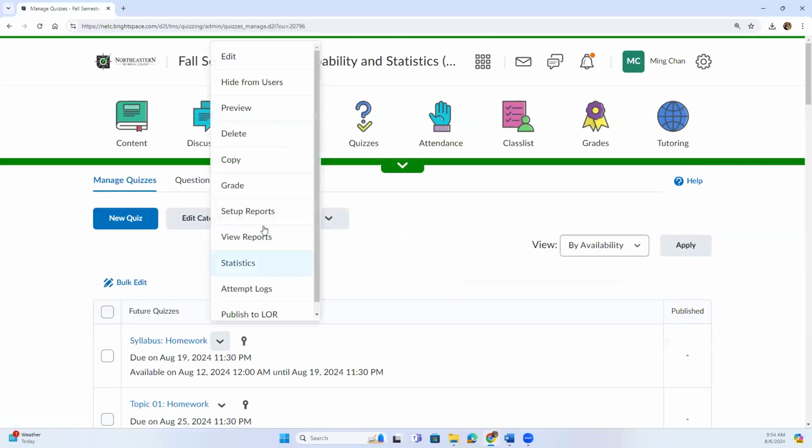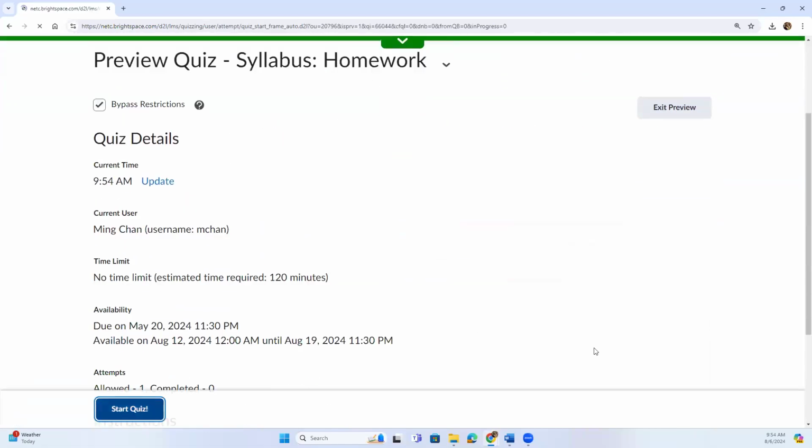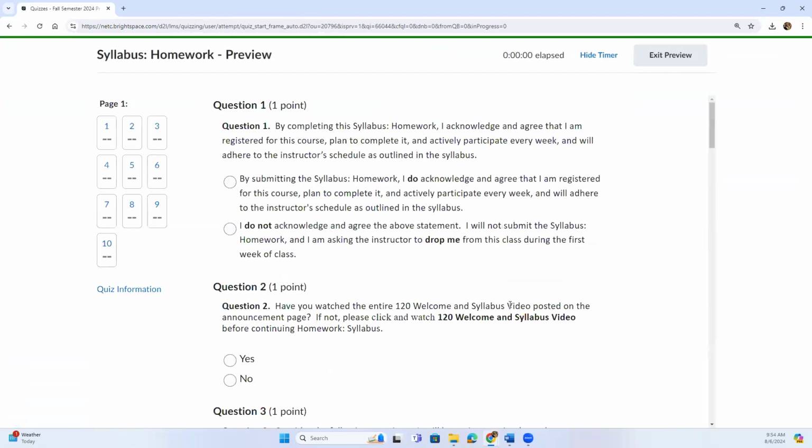Let's go over the syllabus homework. All right, question number 1, very important. By completing the syllabus homework, I acknowledge and agree that I am registered for this course, plan to complete it, actively participate every week, and will adhere to the instructor's schedule as outlined in the syllabus. So by submitting the syllabus homework, I acknowledge and agree.